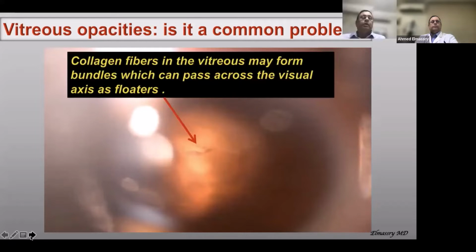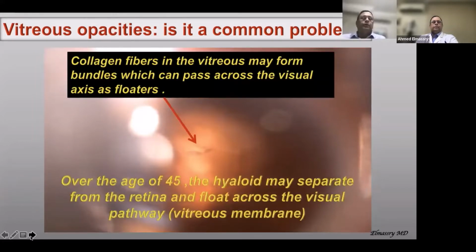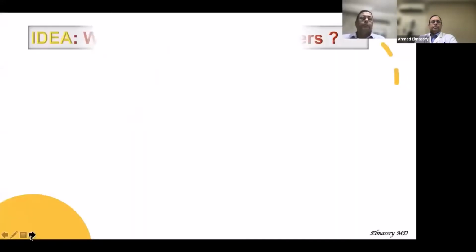So these are collagen fibers in the vitreous, which may form bundles which can pass across the visual axis as floaters. Over the age of 45, the hyaloid may separate from the retina and float across the visual pathway, so it's called a vitreous membrane. One of the key points for the treatment of these vitreous floaters is to have a total posterior vitreous detachment. This is rule number one.